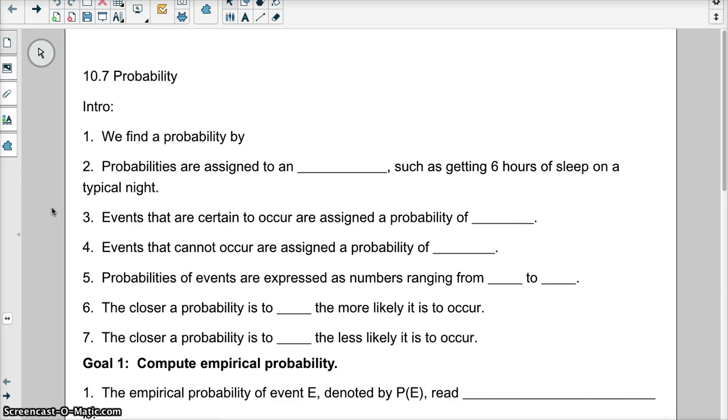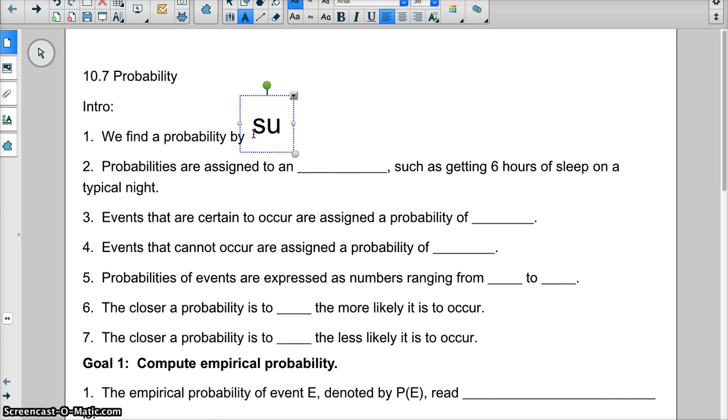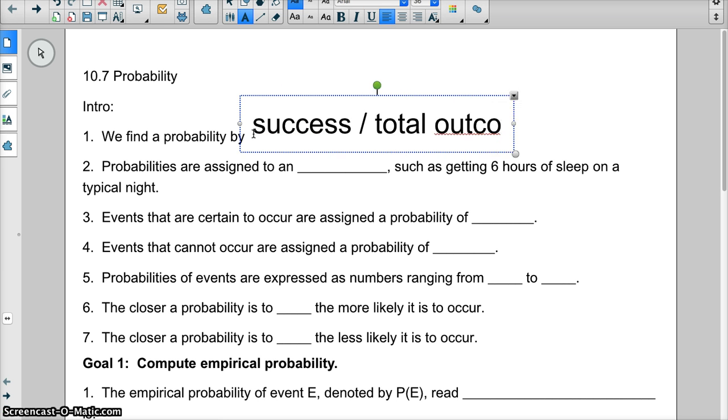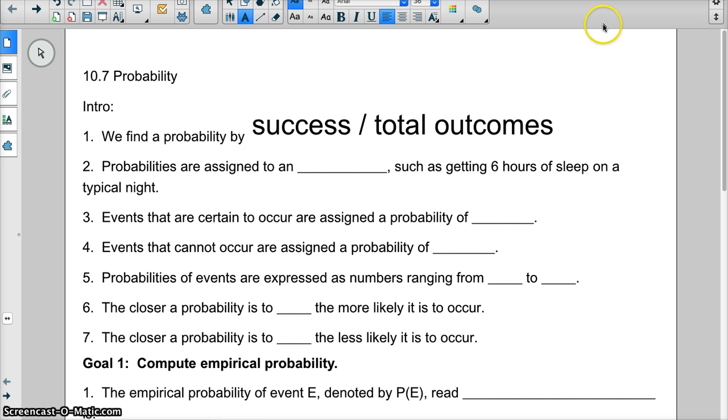All right, so when you are calculating probability, what are you looking for? A ratio. What kind of ratio? Successes over what kind of outcome? So success over total outcomes. Yes. You're looking for how many successes you have divided by the total outcomes. So you are correct. It is a ratio.